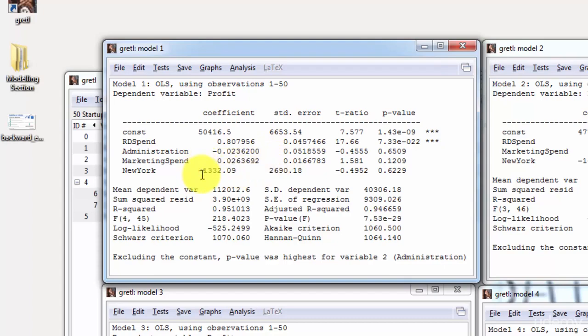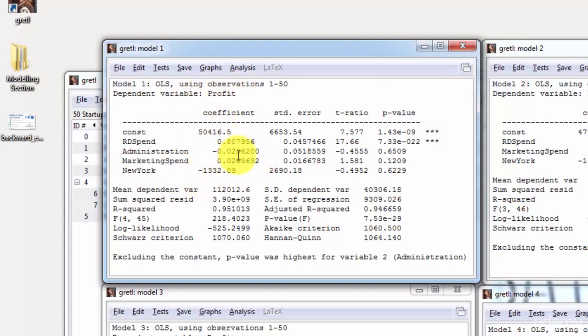And in terms of New York, what is this saying? Well, this comes back to the point which we were talking about, that our models are not actually biased towards one category or the other. As you can see, we don't have California here. So what this is saying is that by default, if New York is 0, then the equation is deemed as if it's for California. And then if your company is in New York, this is a 1, and that means that this profit goes down by 1,332 units.